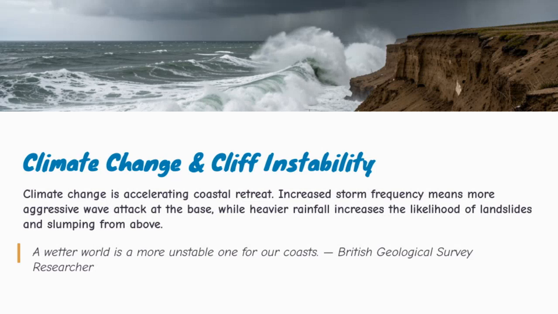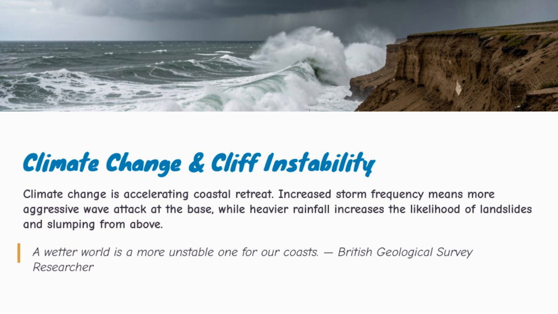Now let's connect this to climate change. Climate change can accelerate coastal retreat in two main ways. First, increased storm frequency or storm intensity can increase wave attack at the base of cliffs. More powerful waves can increase erosion through hydraulic action and abrasion. This undercuts the cliff base and makes the cliff less stable.